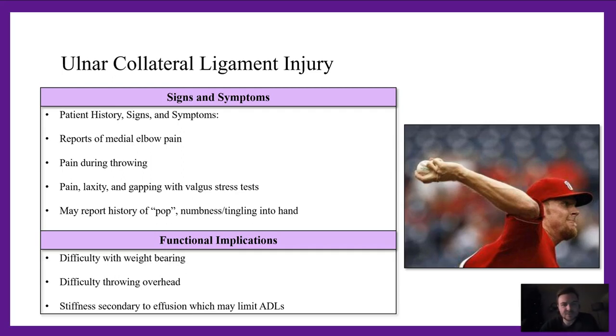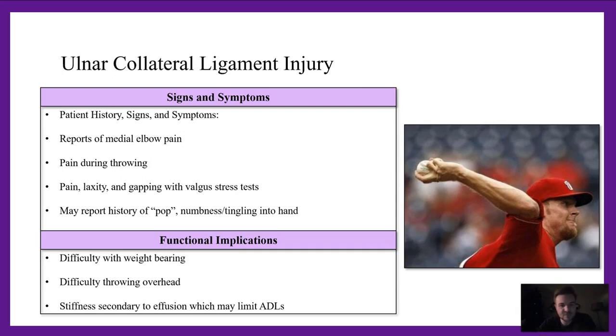Signs and symptoms of a UCL injury are medial elbow pain, pain during throwing, pain usually during the acceleration phase of throwing, pain, laxity, or gapping with valgus stress tests. That's usually more in your traumatic cases and or cases that are hyperextension injuries. May report a history of a pop, numbness, and tingling into the hand just because of the proximity of the ulnar nerve. You may have concomitant ulnar neuritis with this.